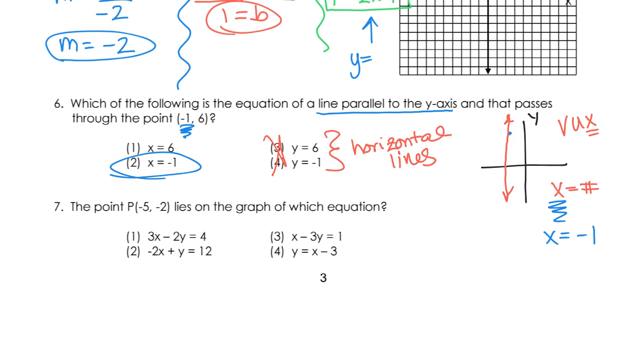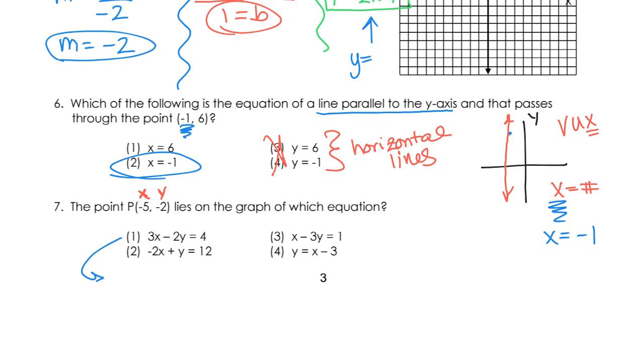Okay, number 7. It says that the point (-5, -2) lies on the graph of which equation? What we have to realize is that when a point lies on a graph, the first coordinate of that point is our x, and the second coordinate is our y. When we plug that x number and that y number into our equation, if the left side equals the right side, that's what we call it working, it makes the equation true, then that point lies on that line. So we have quite a bit of substitution to do, but that's not terrible.